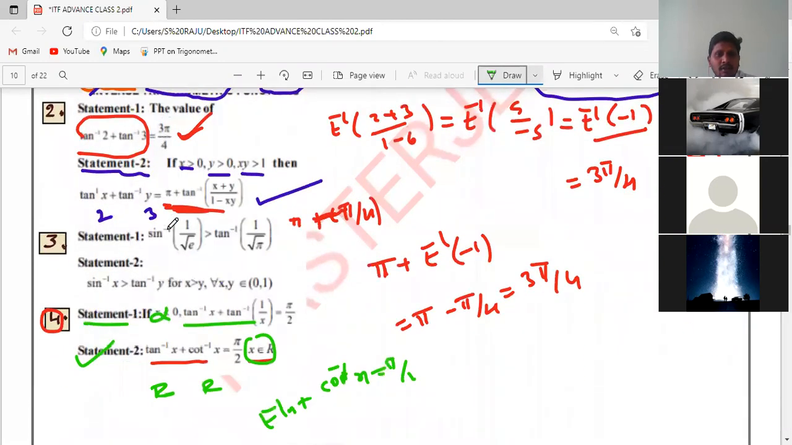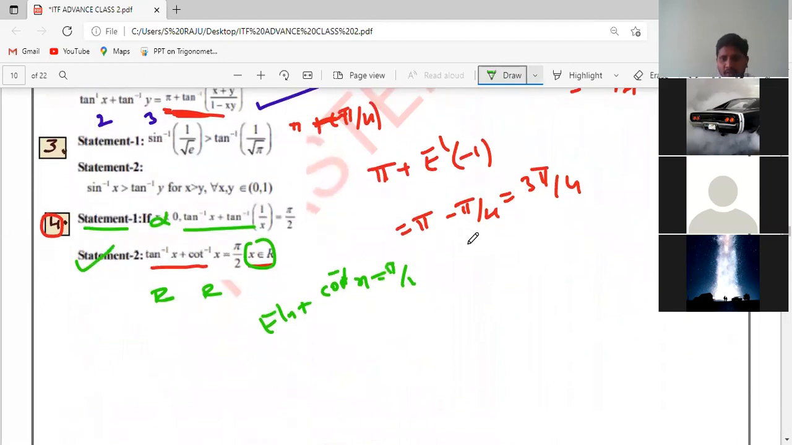And let us see the third one. Third statement. When you observe this question here, all of you see here, sin inverse, very important.